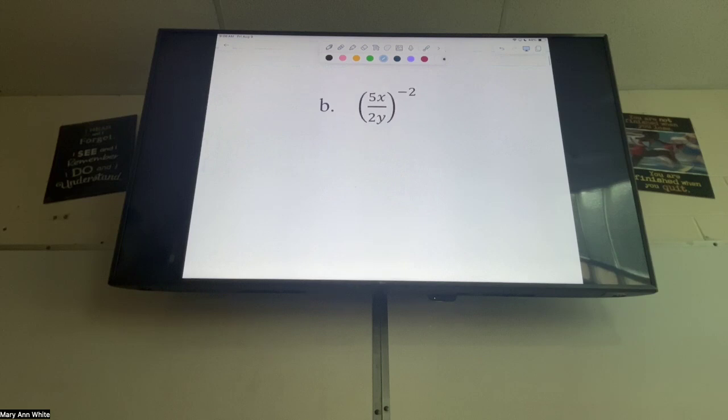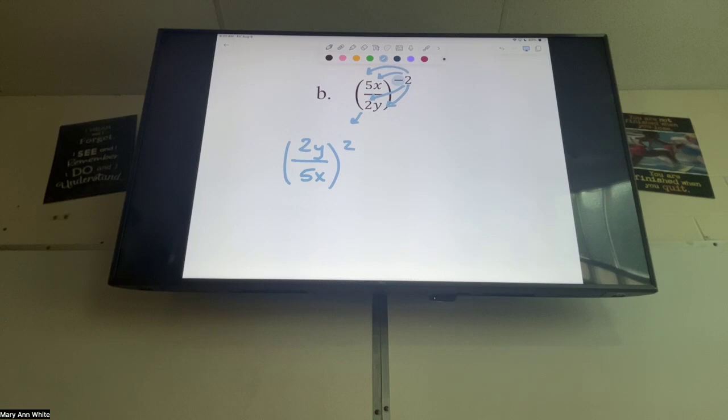There are kind of two directions you can go here. We're going to do the exact same thing. We have to give everything that -2. But before I do that, I could handle that negative. Do you remember what happens with a negative exponent? It flips everything. So even before I give that -2 to everything, I could just flip it. I can make it 2y over 5x, and then I can square it that way.